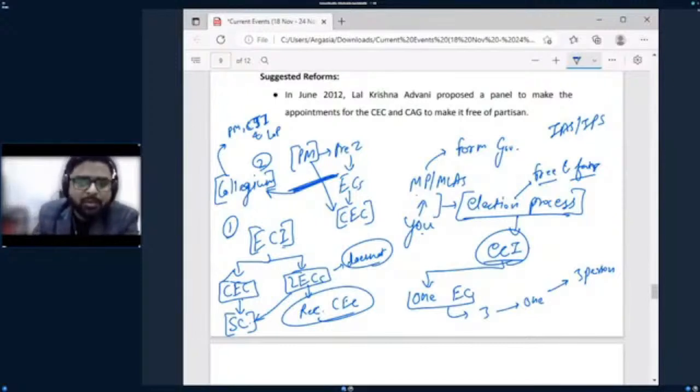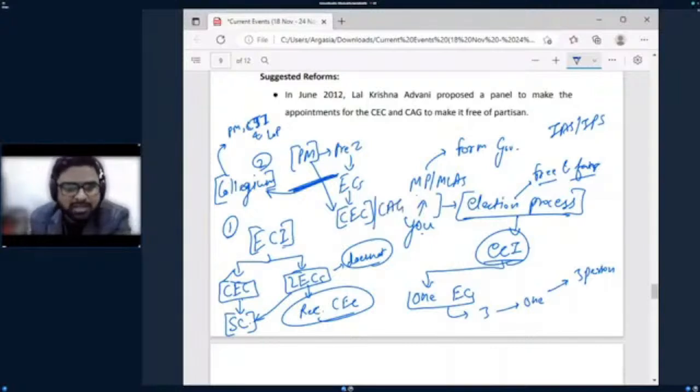And the same is the problem in the case of the CAG, the Comptroller and Auditor General. They are also appointed by the President on the recommendation of the Prime Minister. And what is the problem? Most of the time, the government appoints a CAG who is their favorite. जो पसंद है उसे appoint करते हैं. और ऐसा CAG किसी काम का नहीं.